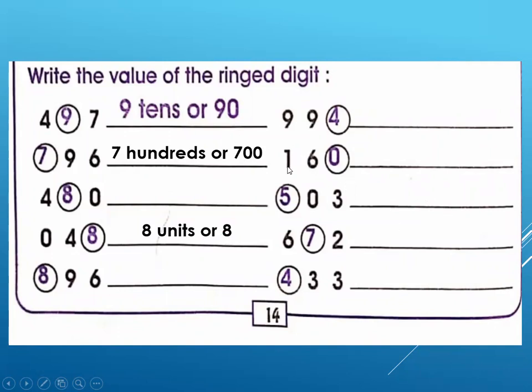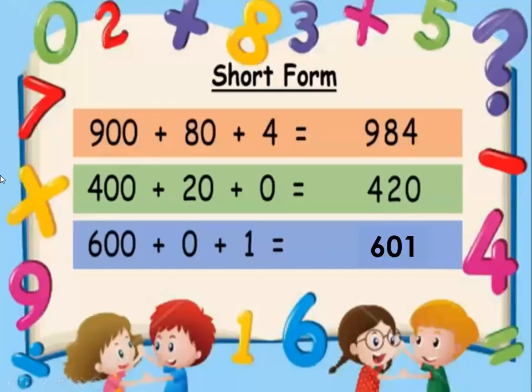Now we learn what the short form is. When we add the expanded form, we get the short form. So 900 plus 80 plus 4 is equal to 984. 400 plus 20 plus 0, when we add these three numbers, we get 420. So the short form of this number is 420. 600 plus 0 plus 1 is equal to 601. So the short form of this number is 601.